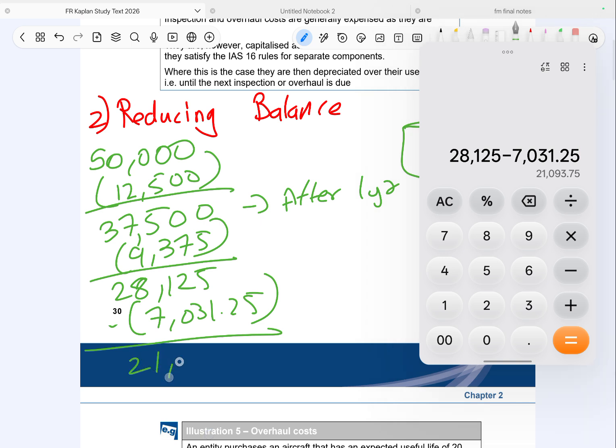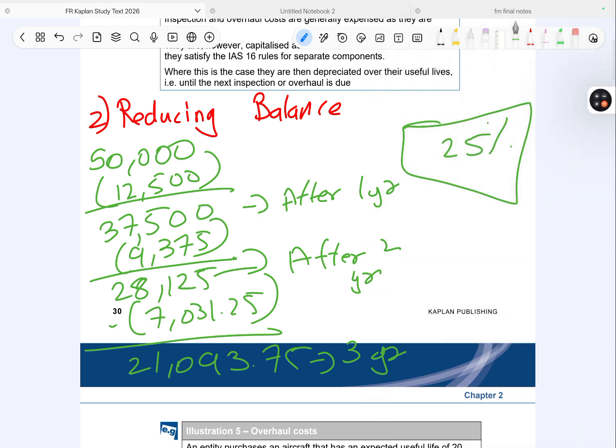So that gives us 21,093.75. So this was our value after 2 years. This is after 3 years. So this way we are going to subtract 25% each year until the answer we want to find out. So this way is what we are going to use, the reducing balance method.